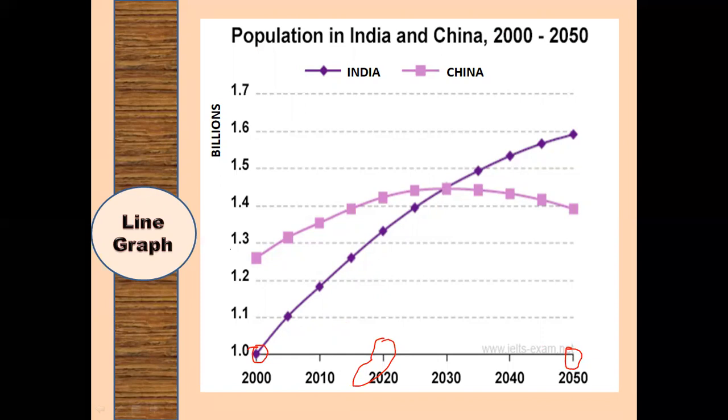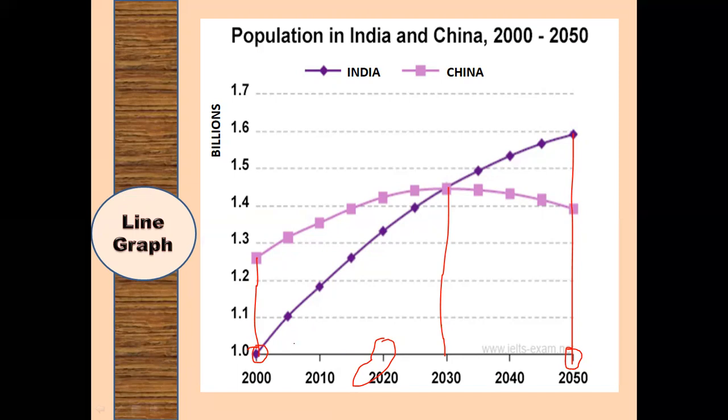Now come to the comparison. What is the population of India and China in 2000? And what is the population of India and China in 2030, because 2030 is future? And what will happen in 2050? This is a comparison. Now look at the trend also.